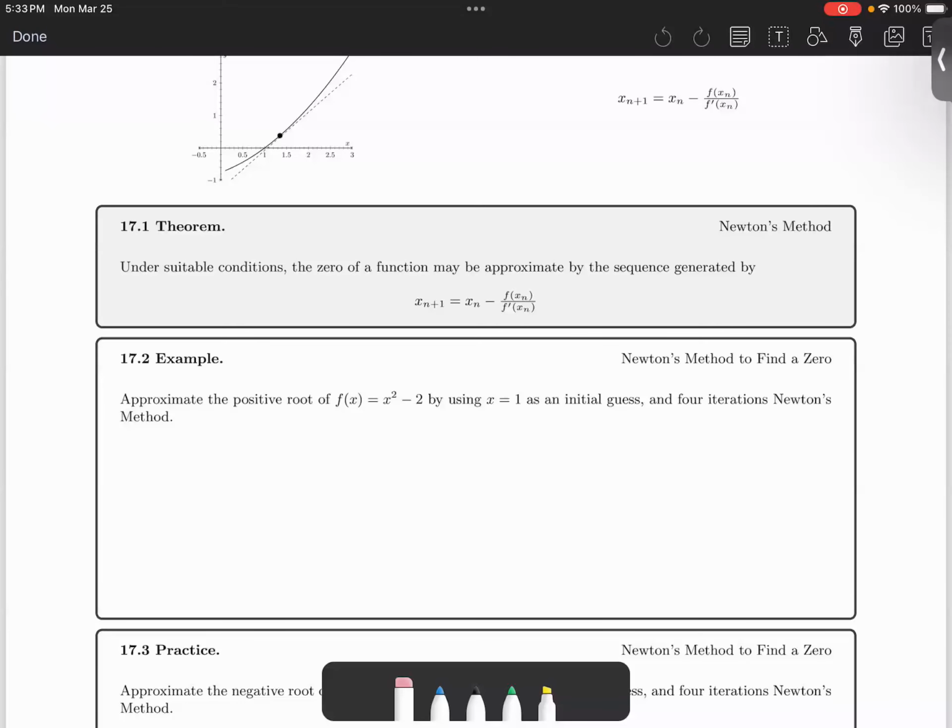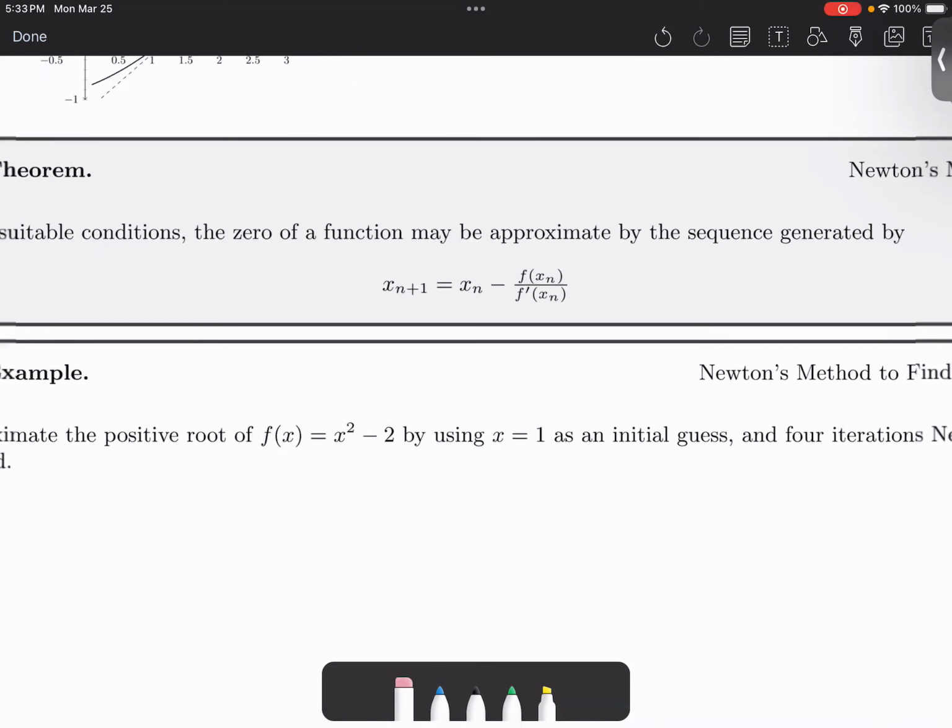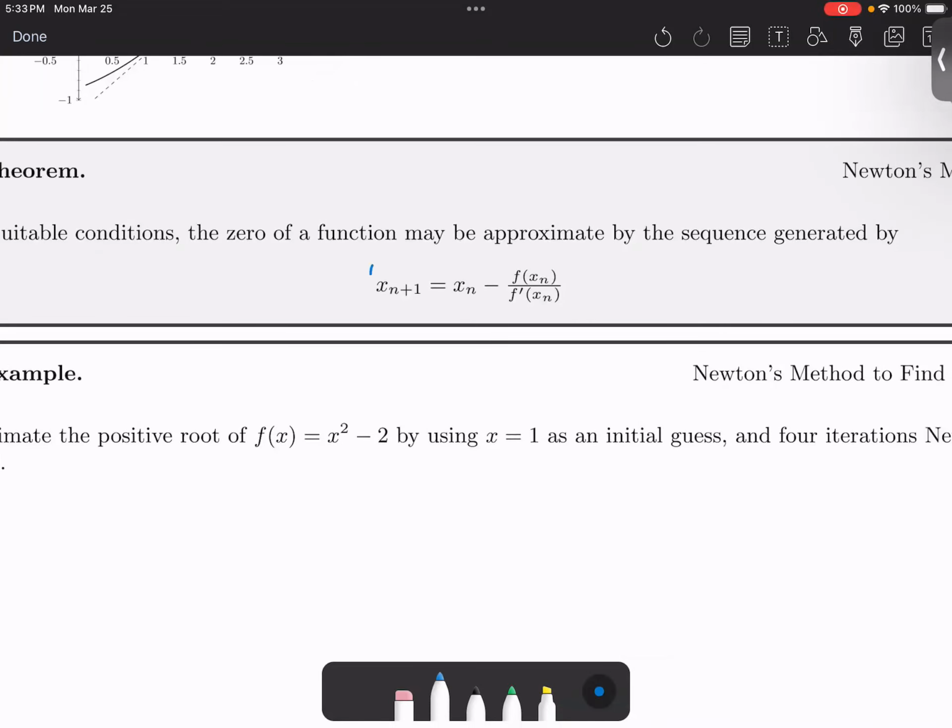Let's work on a problem that involves Newton's method. Newton's method is a way to estimate the zeros of a differentiable function. Let's just remind ourselves of what it is. It's given to us by this recursive definition.